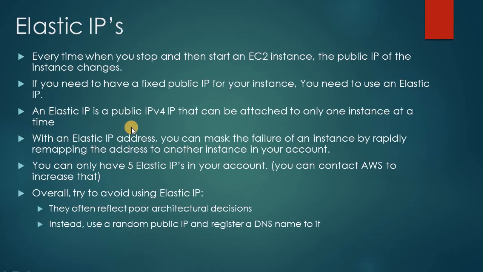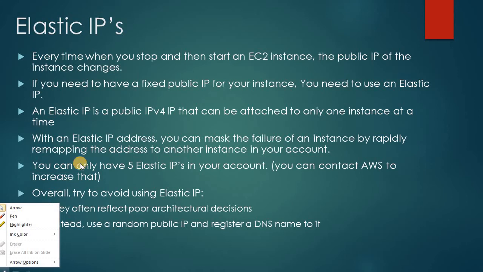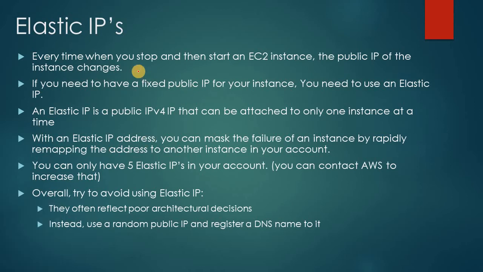So next slide. Every time you stop and start your EC2 instance, the public IP address of the instance could change. So this is not the elastic IP address. If you don't want your IP address to change, you need to have an elastic IP address. If you need a fixed public IP, that is an elastic IP. A fixed public IP is called an elastic IP. So you need to use an elastic IP, right?